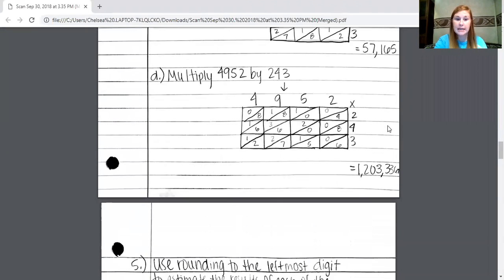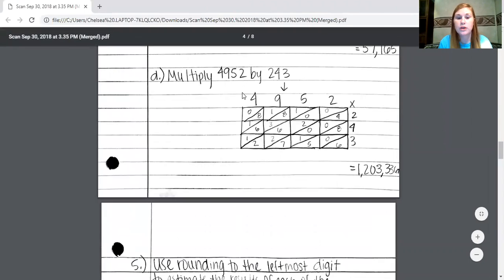And on D, it's a little different because you're going to be doing a 4-digit number by a 3-digit. You'll set it up the exact same way. Your first number goes on top here, so you'll have 4 squares on the top, and then you'll have 3 going down. You work it the exact same way. Multiply your 2 by all your digits on top, then your 4 by all the digits on top, and your 3 by all the digits on top.